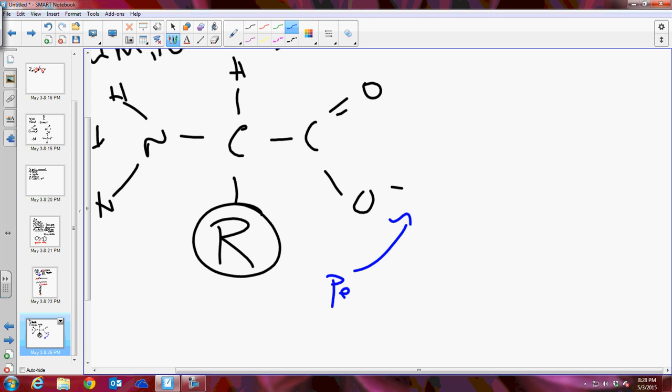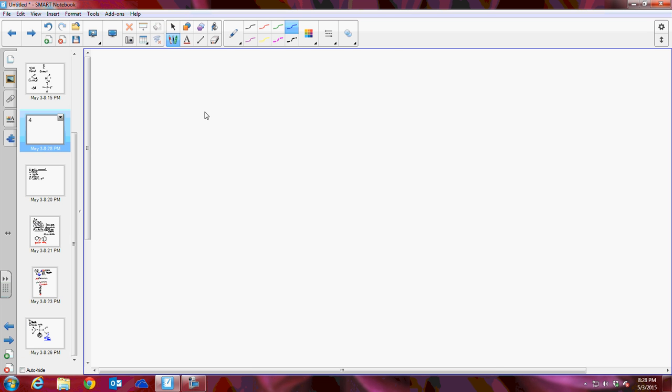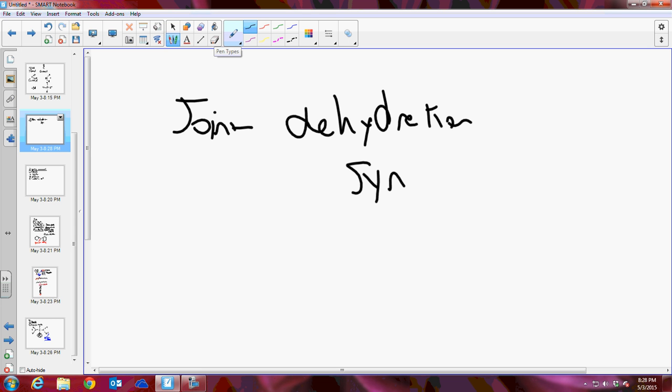with a peptide bond. And one thing that I haven't mentioned yet, anytime you have these molecules joining together, these macromolecules join together, it is called a dehydration synthesis. And that's where water is pulled out of the molecule. Water is pulled out of the molecule, and they're joined together.